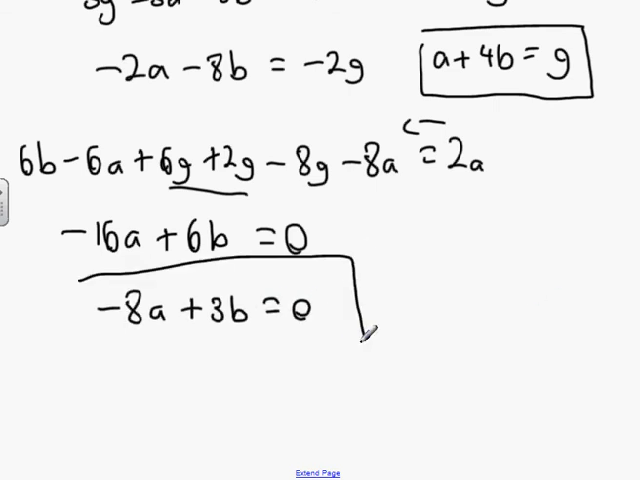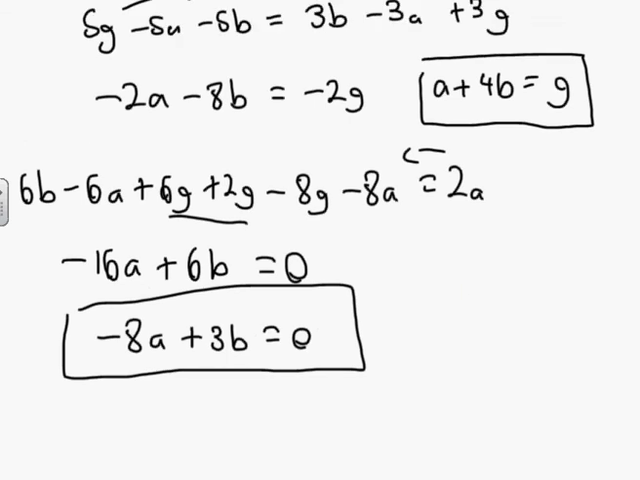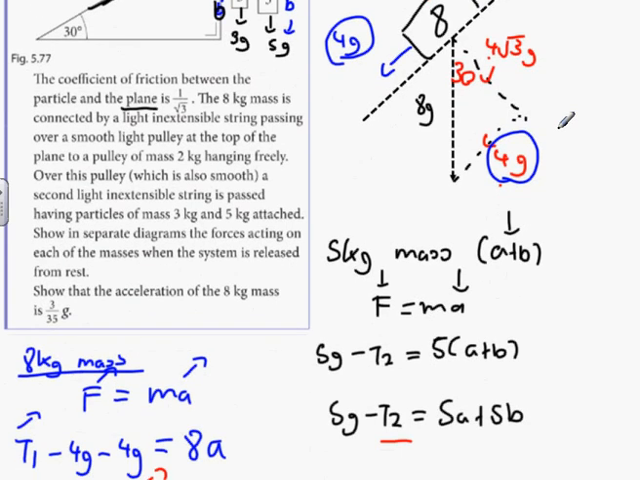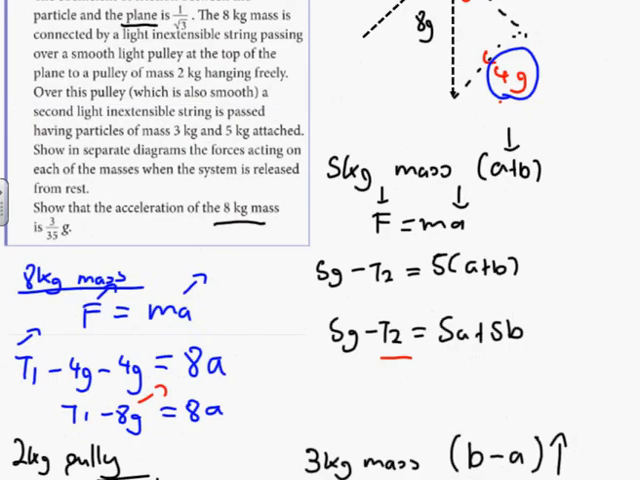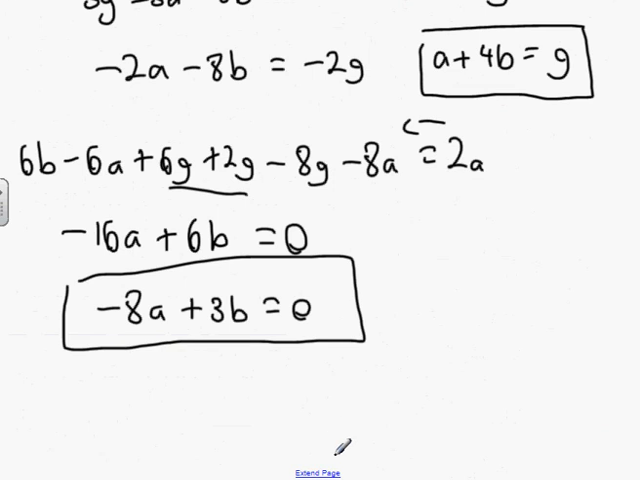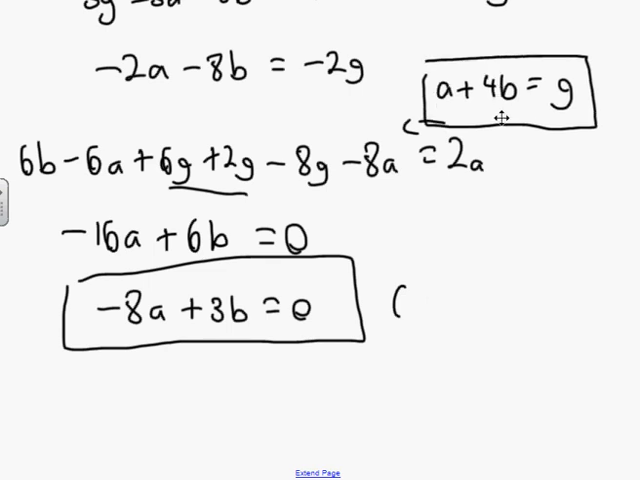Does the question state that I'm looking for a and b, or does it just want a? Or what does it want? Let's go back to the very top. Acceleration of the 8 kilogram mass. Have to find out what a is. So to find out what a is, it's quite easy.